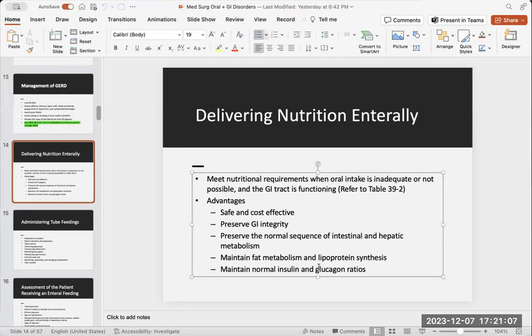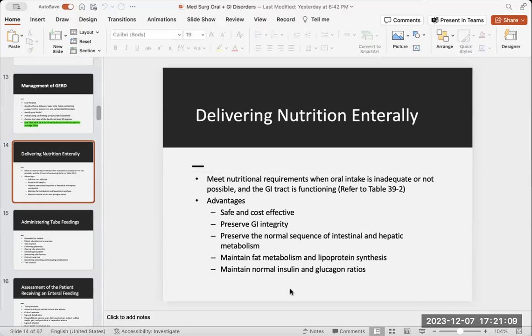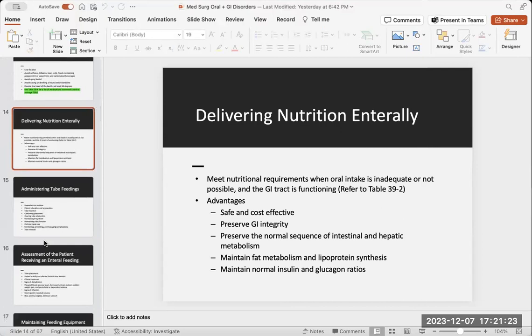So what are the advantages of this? Well, it's safe. It's cost effective. It keeps the GI tract moving because we're getting food to go into the GI. It helps maintain all of those normal functions of metabolism in the body. And it helps meet those nutritional requirements that we just need to function.